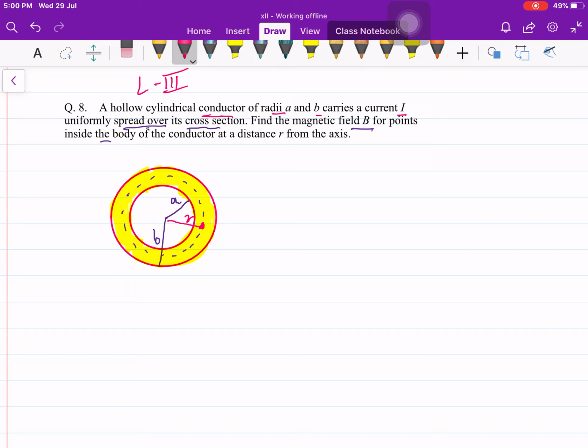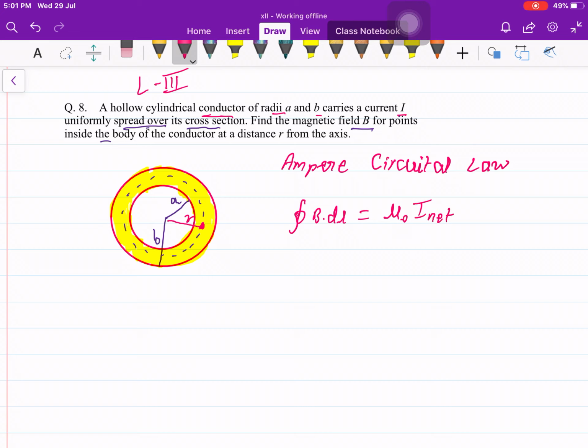To find the magnetic field, we can say this dotted circle is our Amperian loop from Ampere circuital law. What is that law? Line integral of magnetic field B dot dl is equal to mu 0 times I net. Here the whole thing is to find out the I net.